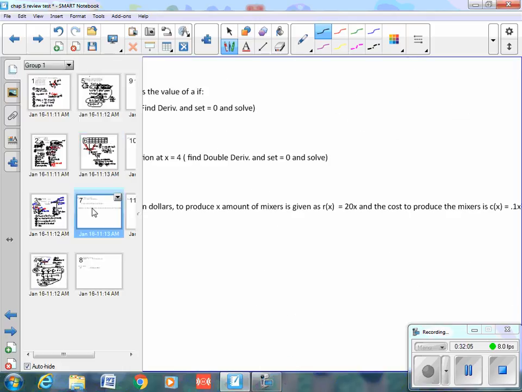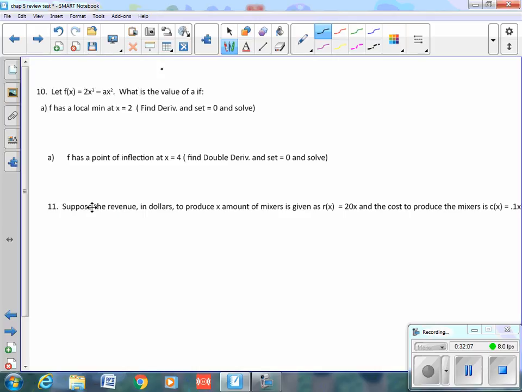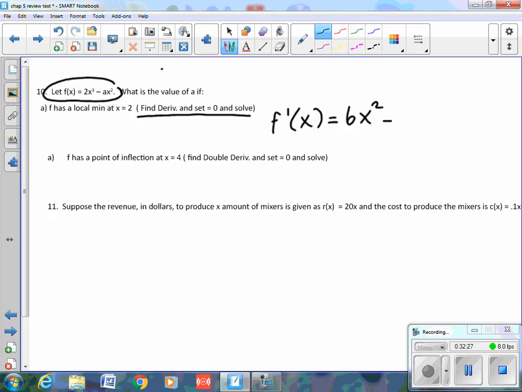Okay, next problems. These are really quick, 10 and 11. You just have to know the process on how to do this. F is a local min. It tells you exactly what to do: find the derivative, set it equal to 0. What's the derivative of this? Just follow exactly what it says to do. Find the derivative, which is 6x squared minus 2ax. And all you're going to do is set that equal to 0. And after you set that equal to 0, they're telling you what x equals.